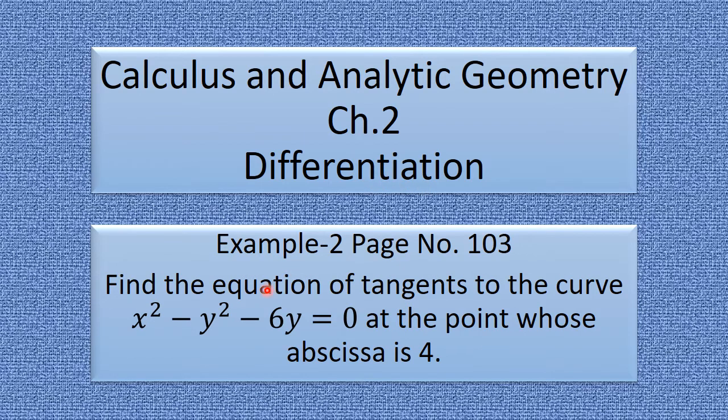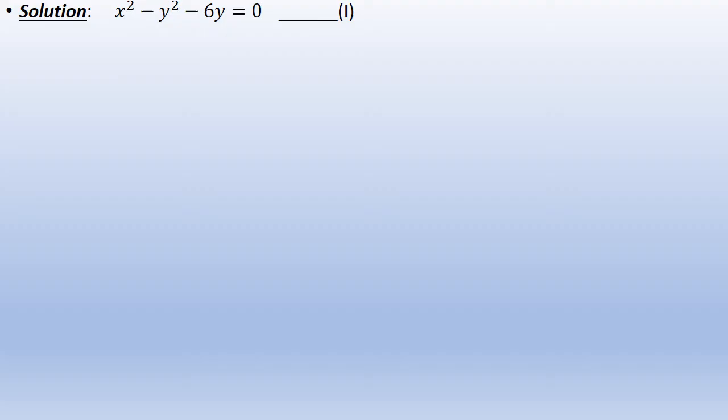Bismillahirrahmanirrahim. Example 2, page number 103. Find the equation of tangents to the curve x squared minus y squared minus 6y equals 0 at the point whose abscissa is 4. Abscissa means the x coordinate of a point. Let's go for the solution.